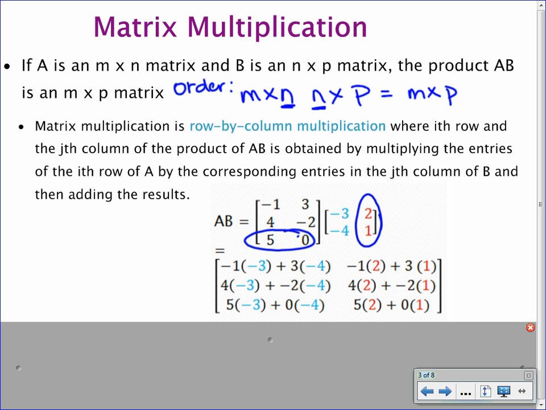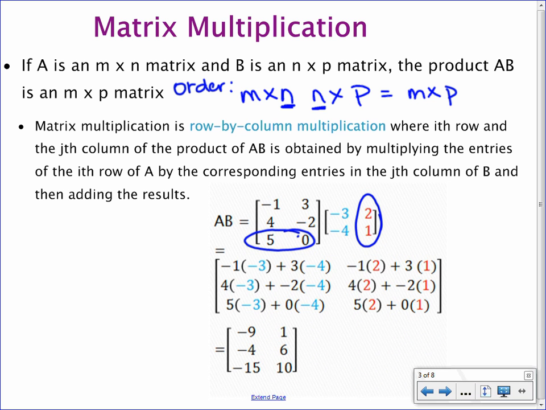So you just like FOIL, first row, second row. Yeah, we're distributing each row to each column, right? Then we're actually going to multiply and add the numbers together. So this becomes 9, negative 9. This becomes 1. My second row, first column becomes negative 4, 6, negative 15, 10.